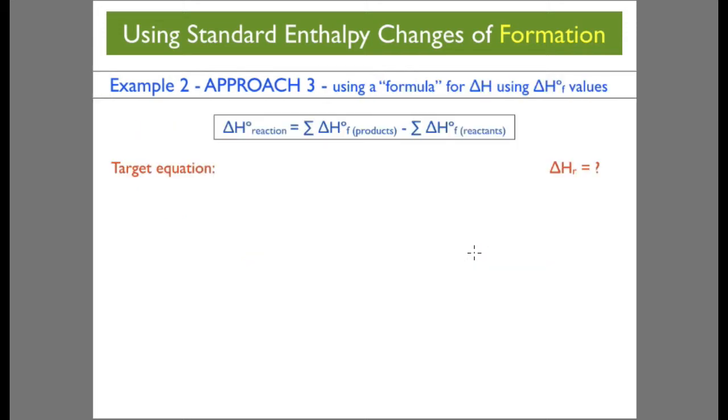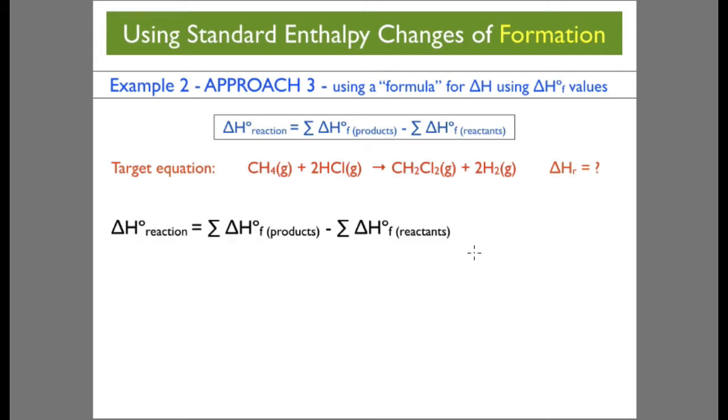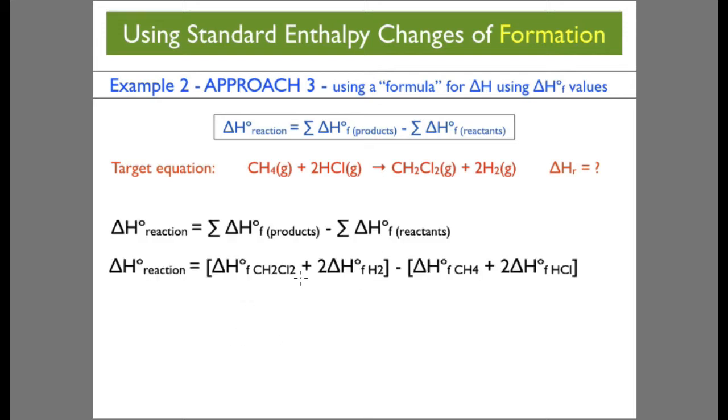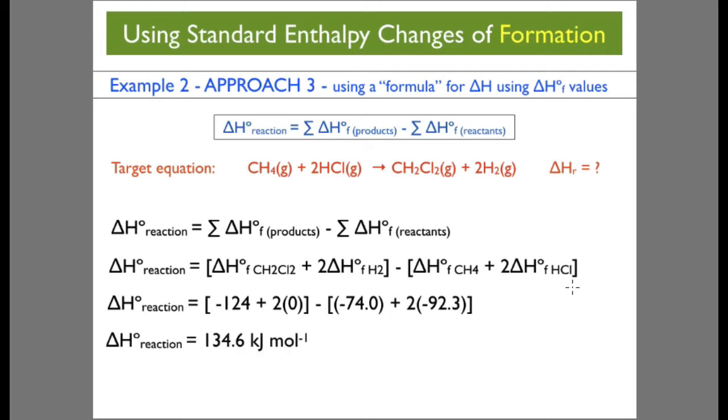Then we're going to do the quick way using the formula. The sum of the enthalpy change of formation of products minus the sum of the enthalpy change of formation of reactants gives us the enthalpy change of the reaction. And so we just plug in the numbers. We've got the enthalpy change of dichloromethane plus the enthalpy change of hydrogen, which as we know will be nothing, or 0, minus the enthalpy change of formation of methane plus 2 times the enthalpy change of formation of hydrochloric acid. And then stick in the numbers, and remember to include your units.